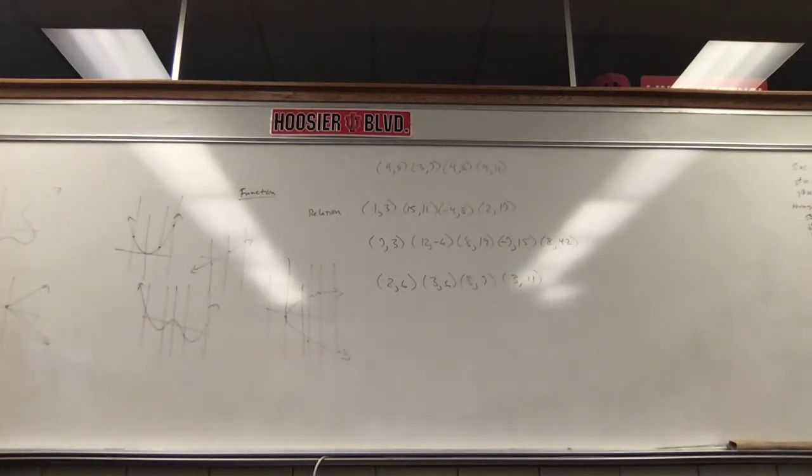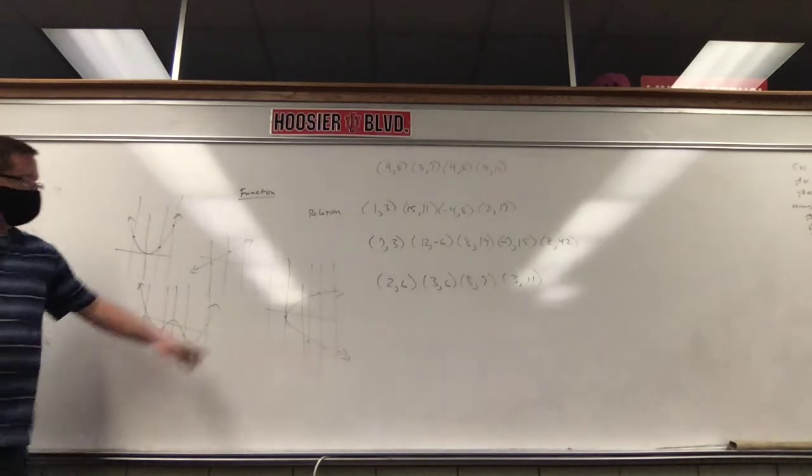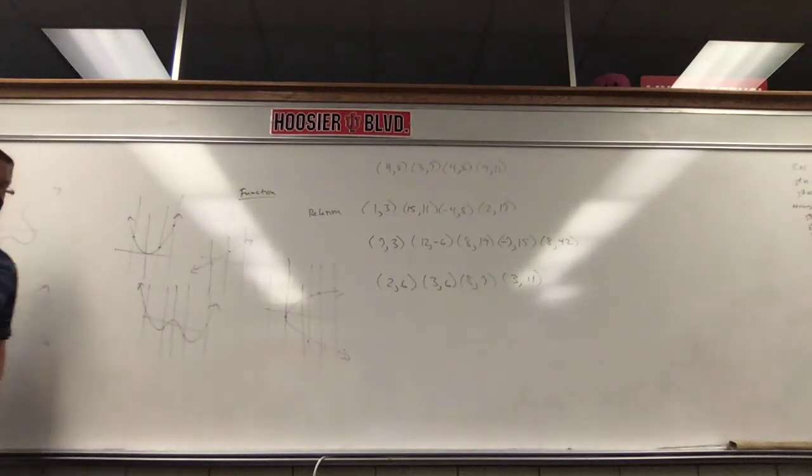It doesn't hit it in any spots. So it can only hit it in one spot. It can't hit it in more than one spot. And if it fails once, it fails. This fails the vertical line test. It is not a function, okay?